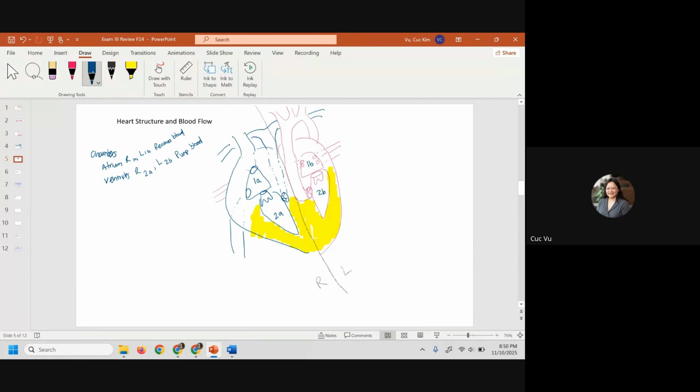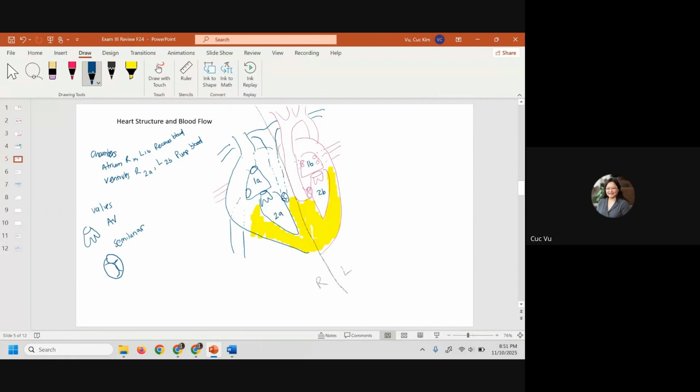Next, let's do the valves. 2 types of valves. What are they? The atrioventricular valves, the AV valves. Yep. And the other kind? Semilunar. Perfect. It's called semilunar because it's half moons, and it actually looks like half moons. The AV valve connects the atrium to the ventricle. So they're flaps.